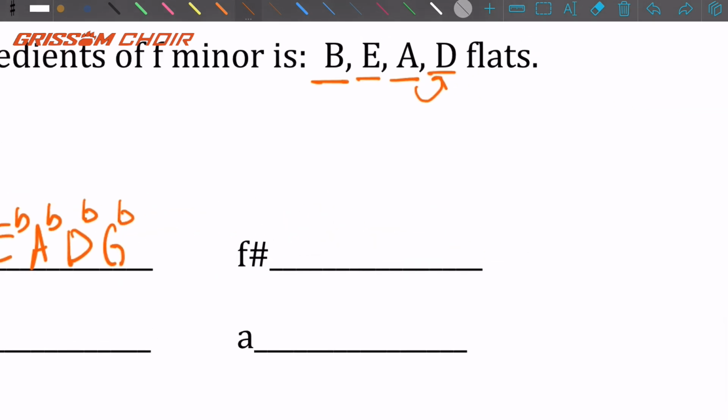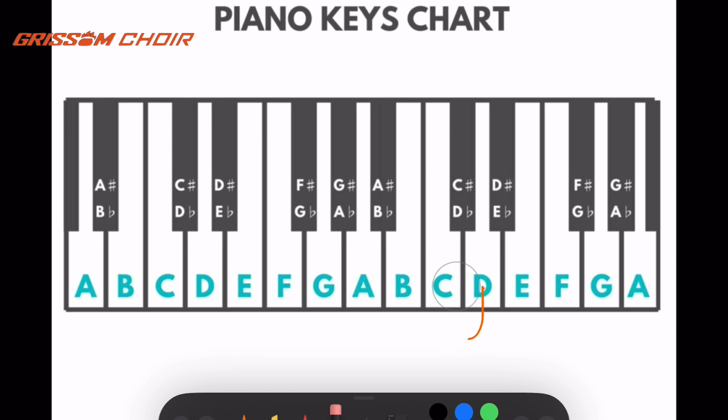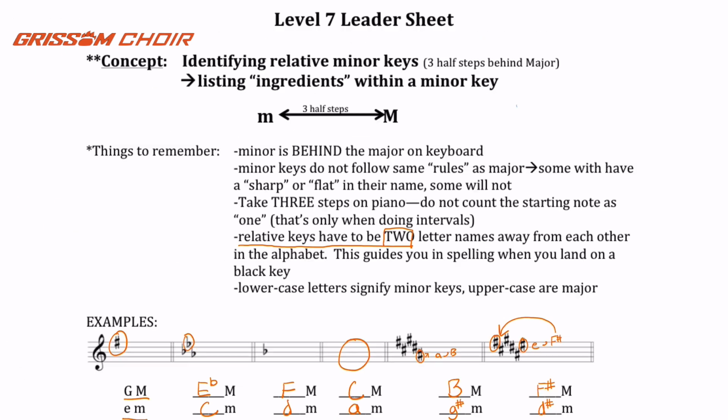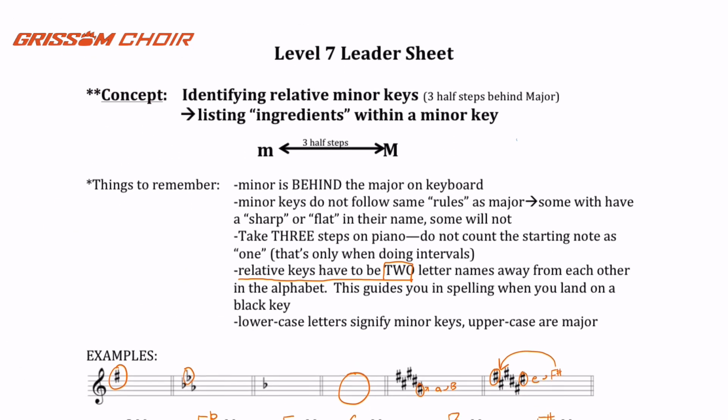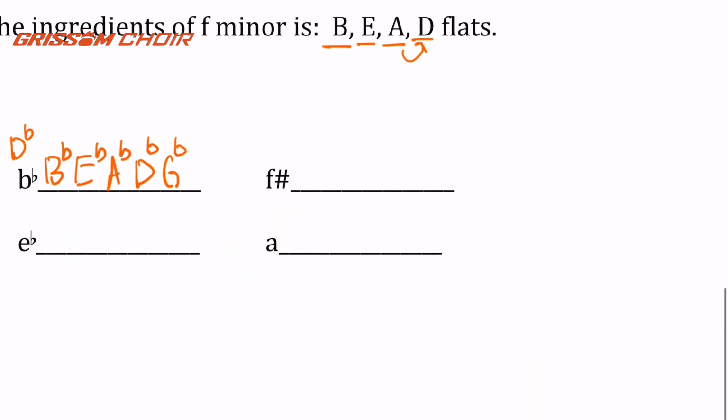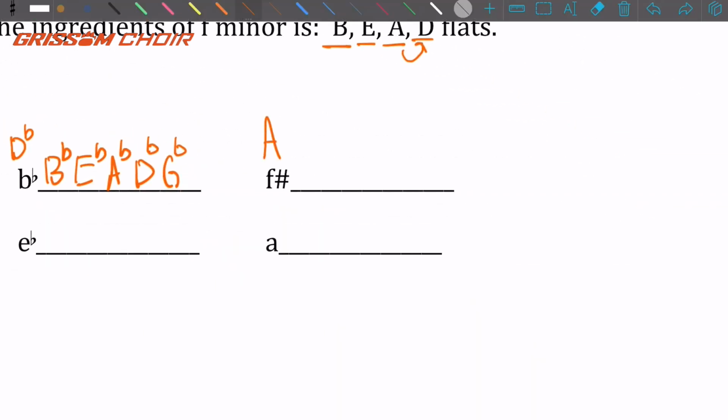F sharp minor. Count up 3 half steps from F sharp. There's F sharp. You go 1, 2, 3. You get A major. A major is a sharp key. The sharps that are in the key of A major are F sharp, C sharp, G sharp, and that is it. There are only 3 sharps in the key of A major and F sharp minor.